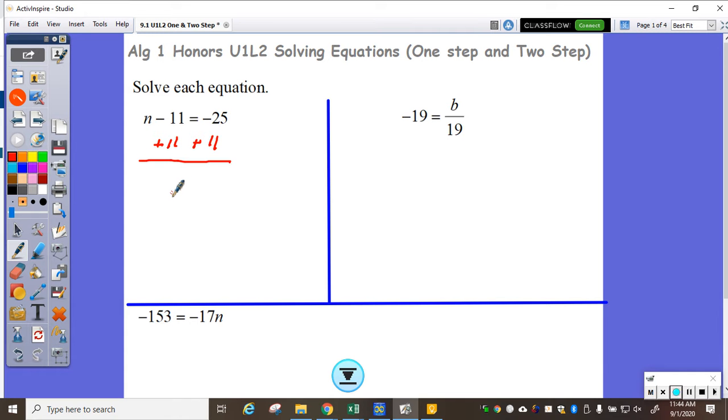Anybody know? Negative 14. And a lot of this stuff you guys have done before. I just want to go over this real quickly and then turn into linear sign.